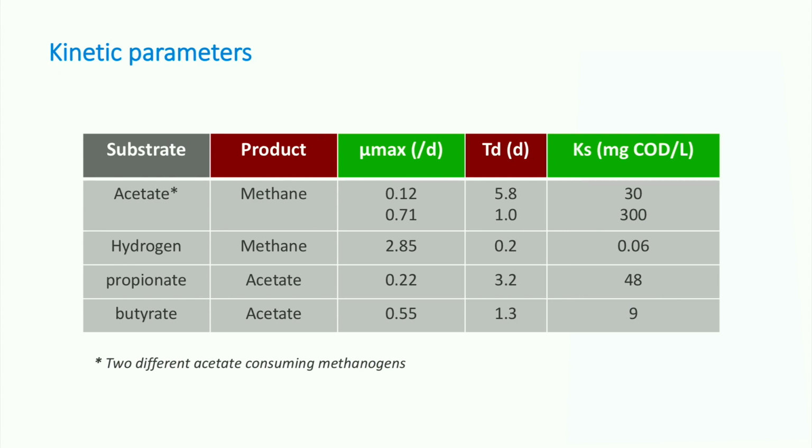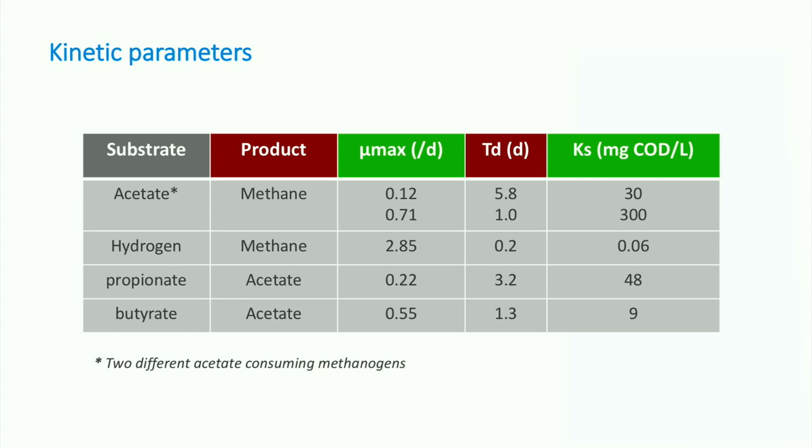In this table, the listed growth rates, μmax, of the hydrogenotrophic methanogens are a factor 4 to 20 higher compared to the acetate-consuming methanogens. In addition to the μmax, also the doubling time, the TD, and the substrate affinity constant, the Ks, is given. The table also lists the kinetic parameters of propionate and butyrate oxidizers.